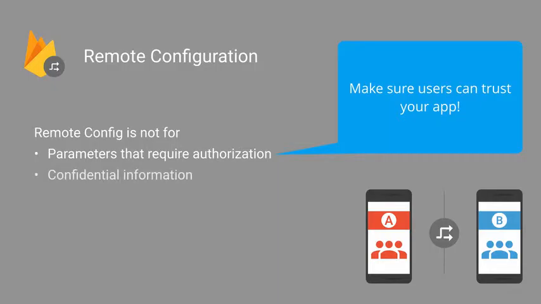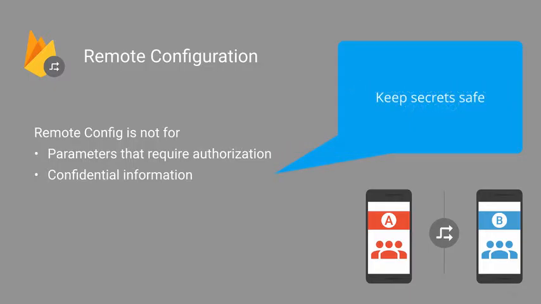Second, confidential information does not belong in remote config. That means no server keys or any other secrets that you don't want anyone else to know about. Since there are no security rules on remote config, anyone can access the parameters.